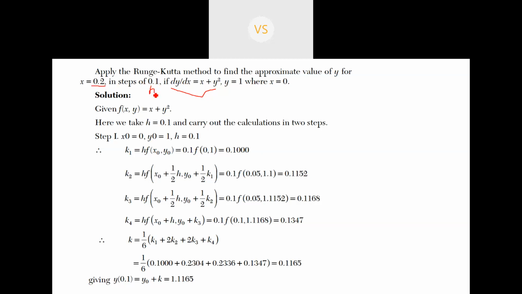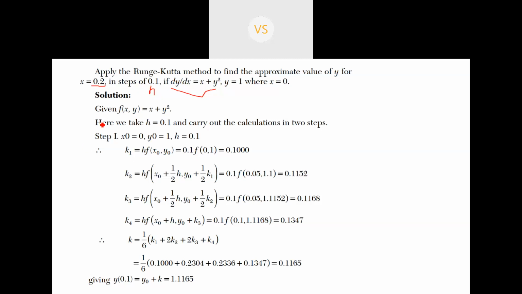Now the values of x will be 0, 0.1 and 0.2. So first you have to find out the value of y at 0.1. Then you have to find out the value of y at 0.2. So it will contain two steps.